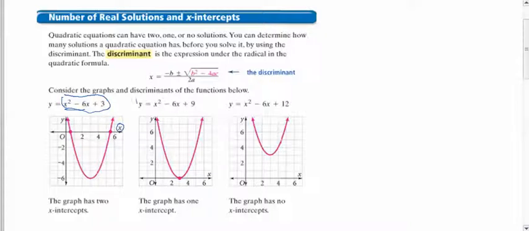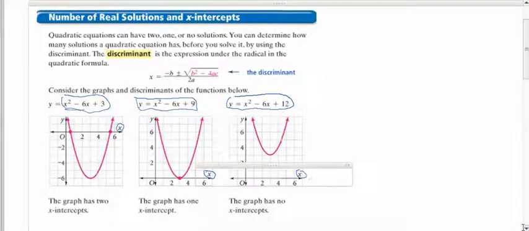This equation right here is represented by this graph, and this graph crosses our x-axis at 1 point. And this equation is above the x-axis, so this is no solutions. So when you cross 2 places on the x-axis, it has two solutions. This equation crosses 1 place on the x-axis, and this one is above the x-axis, so it is no solutions. Now that's if you were to have graphs to look at.